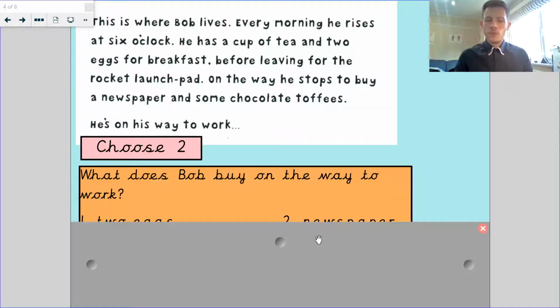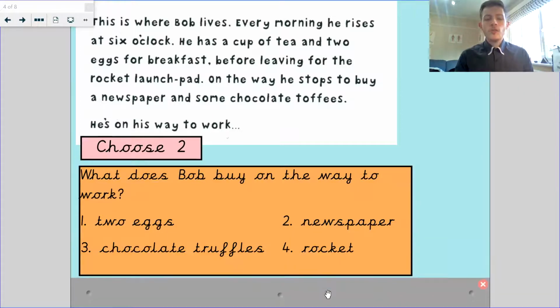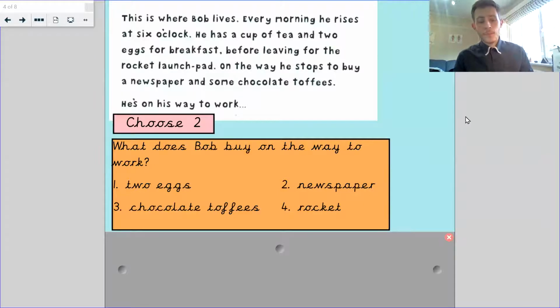Choose 2. What does Bob buy on his way to work? So, what does he buy on his way to work? You need to choose 2. You've got number 1, our first answer is 2 eggs. The second answer is newspaper. The third answer is chocolate toffees. The fourth answer is rocket.